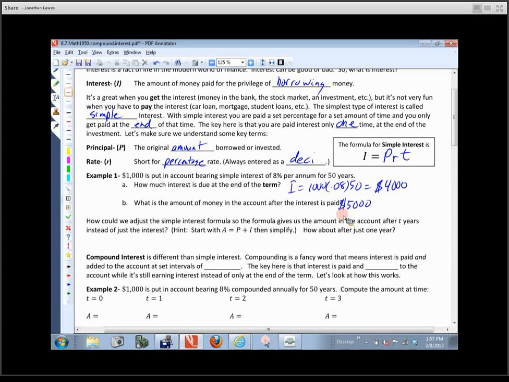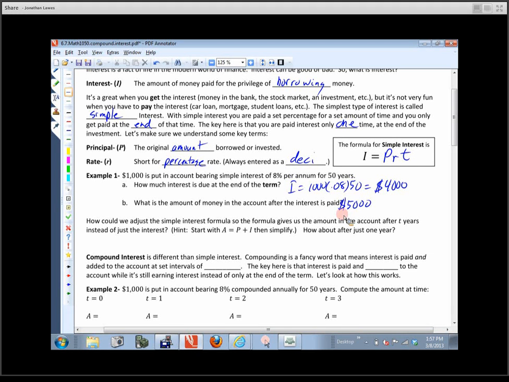Okay, so that seems like that's a lot of money, isn't it? It went up. I mean, you got 400% interest over those 50 years? That sounds pretty good, right? Okay. All right, let's see if we can do better.